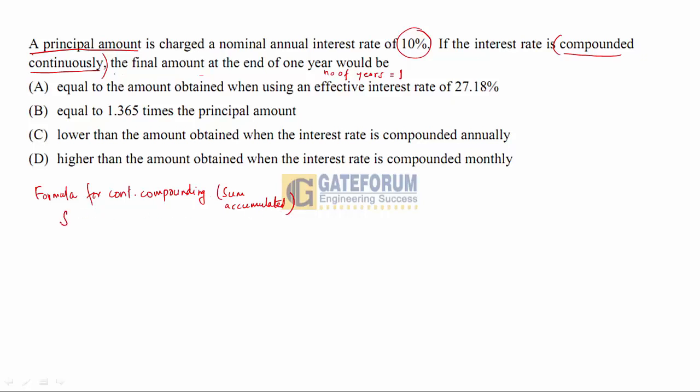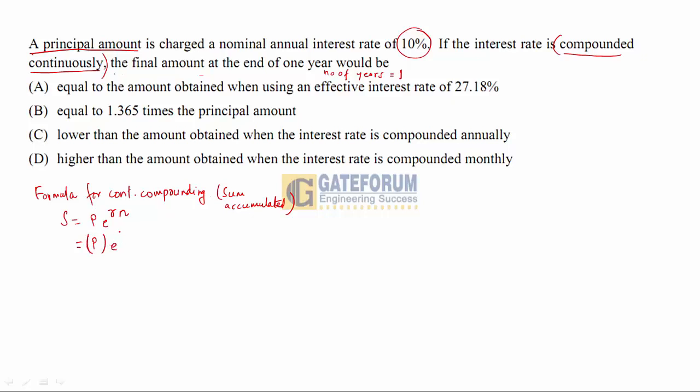Okay, it is S is equal to principal amount P into e to the power Rn. So P is the principal amount, e is our exponential, R is the nominal annual interest rate, which is given here to be 10%, n is the number of years. By substituting the values we will get an answer. But P is not given, so we'll just keep it as P only.